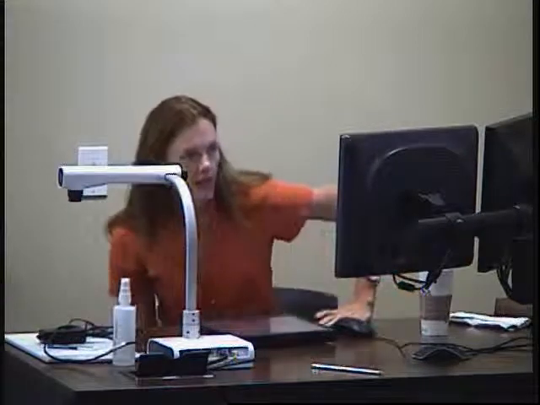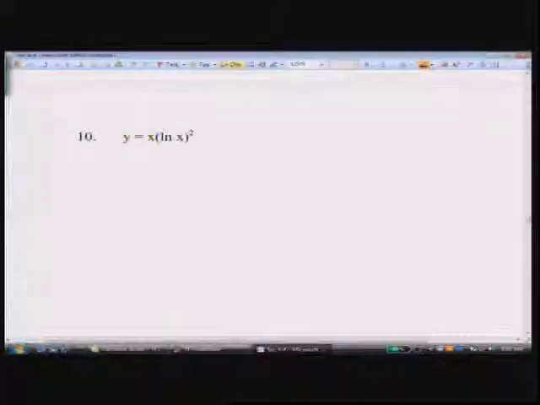This is part 2 of section 4.4. We are looking still at curve sketching and appreciating what calculus tells us about where functions have maximums and minimums, where they're concave up and concave down, and really helping us get a good picture of the graphs. Okay, so I am looking at number 10.